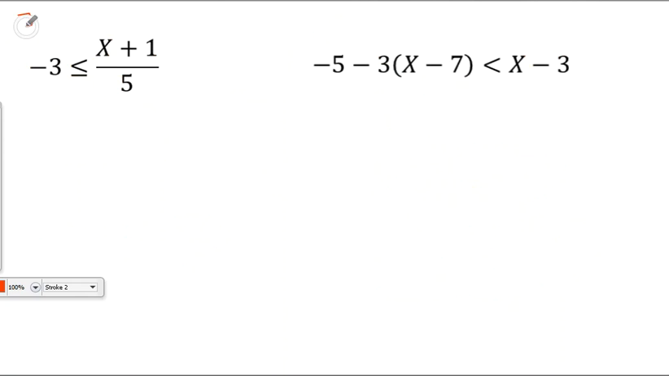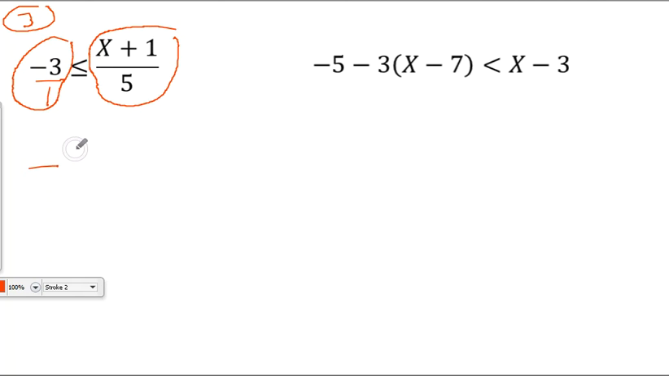Oh, this one's a little tricky. Question 3. If I were to put this over 1, can you guys see that this is a proportion? We have the fraction of negative 3 over 1 equal to the fraction of x plus 1 over 5. And remember that we learned in the equations with fractions lesson, whenever you have a proportion, to solve the proportion, you cross multiply.